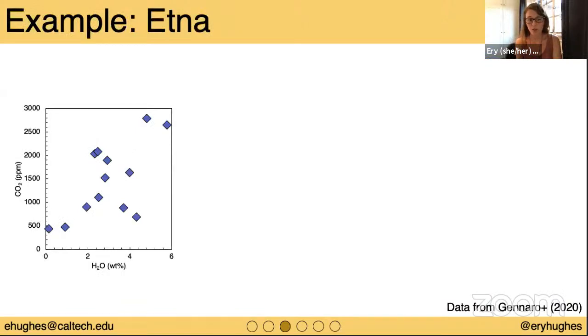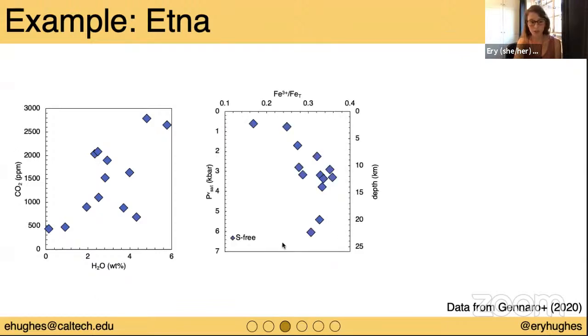And we can see how this applies to natural data and what effect it might have. So here I've taken some data from a paper by Gennaro et al. last year, where they looked at melt inclusions from a variety of eruptions at Etna. And they measured the volatile content and the iron speciation in them, which allows us to use this pressure of vapor saturation calculation. So here I'm just showing their CO2 and water data. And here I'm showing you the spread in the iron oxidation state they have. And I've calculated the pressure of vapor saturation, but assuming there is no sulfur in the system. And that's in these blue diamonds.